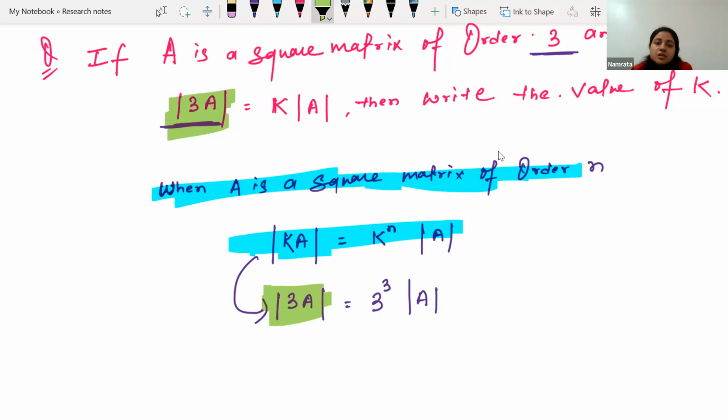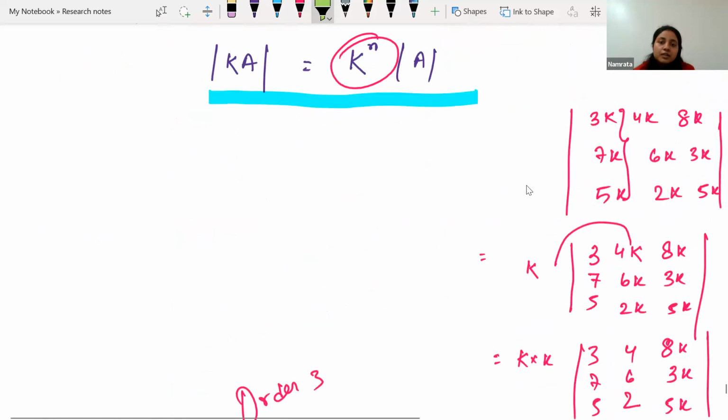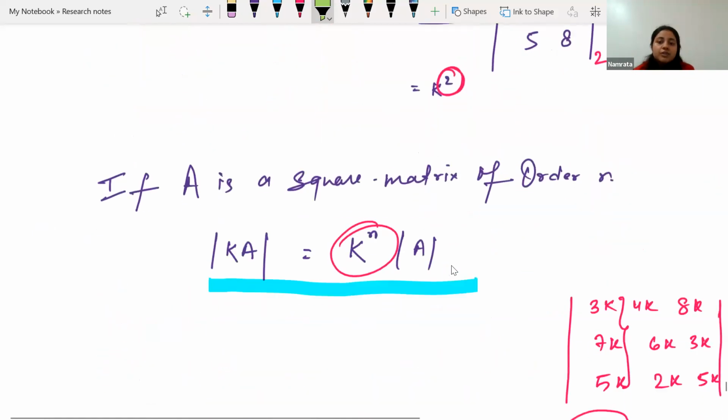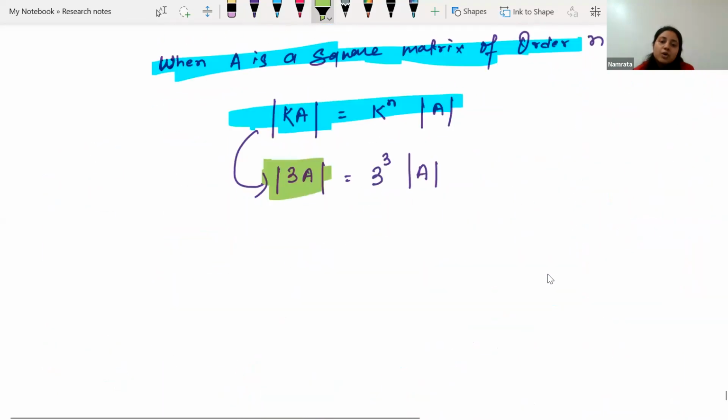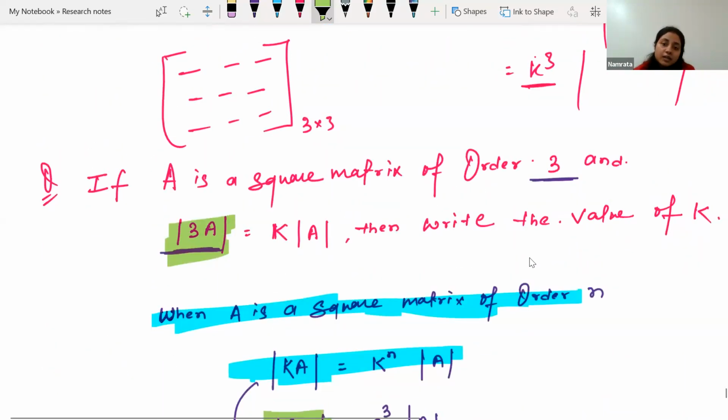Because our matrix is of order 3 over here. When it was of order n, then we were writing k to the power n. I have shown you when we were having order 2, then we got k square. When we were having order 3, then we got k cube. So for order n, it will be k to the power n. But in our question here, our matrix is of order 3, so it will be k to the power 3.